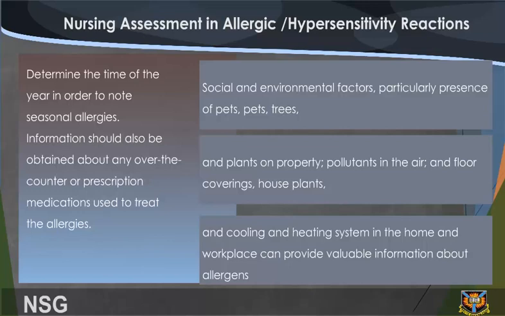Social and environmental factors, particularly presence of pets, trees, and plants on property, pollutants in the air and floor coverings, house plants, and cooling and heating system in the home and workplace can provide valuable information about allergens.